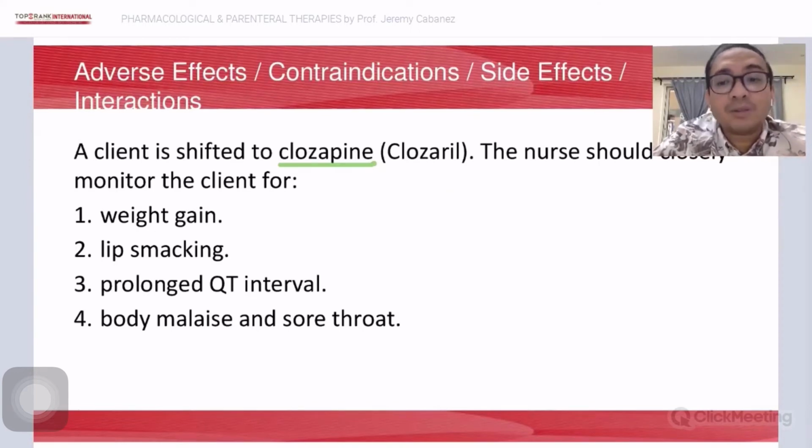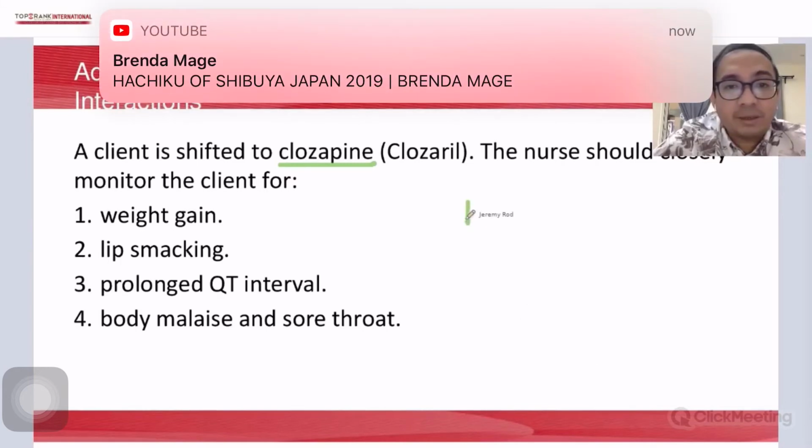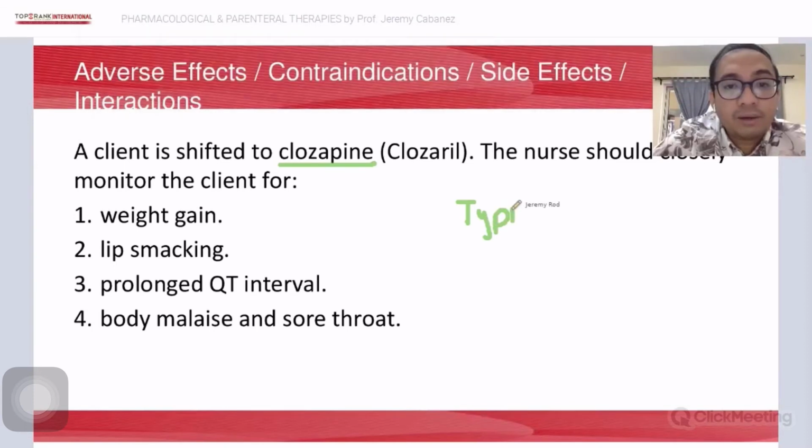Question, there are 2 types of antipsychotic, right? Kung naaalala mo, dalawang klase daw yung ating antipsychotic. What are the 2 types of antipsychotic? Antipsychotic could be either typical, okay? It is typical, or it could be also atypical. Okay, dalawang klase ang antipsychotic ha, typical and atypical antipsychotic.